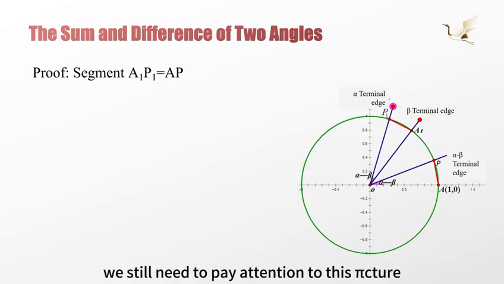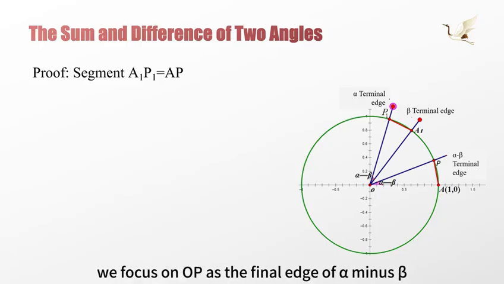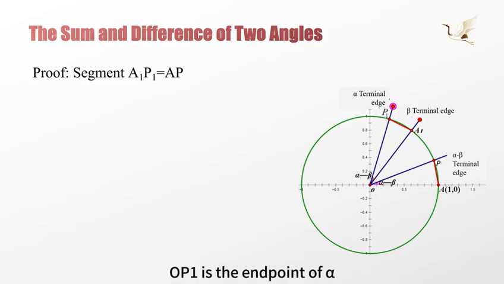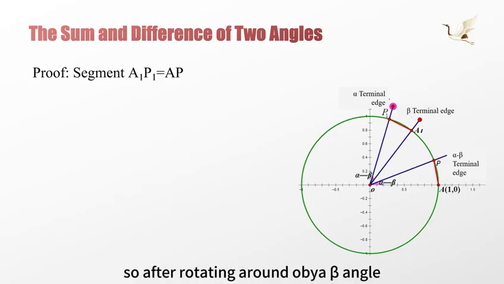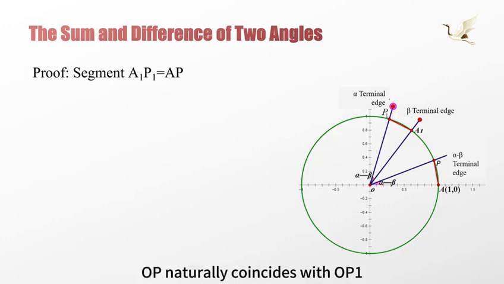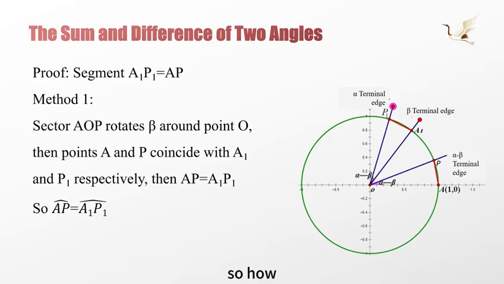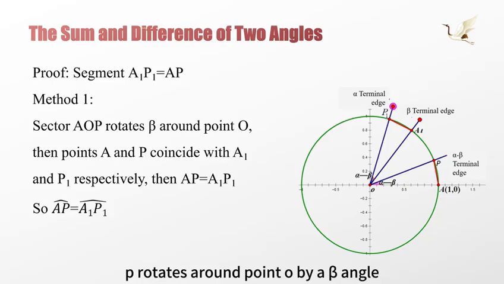We still need to pay attention to this picture. We focus on OP as the terminal edge of alpha minus beta. OP1 is the terminal edge of alpha, so after rotating around O by a beta angle, OP naturally coincides with OP1. OA is the starting edge. OA1 is the terminal edge of beta, so after OA rotates around O by beta, it naturally coincides with OA1. So this involves a rotation of the sector. So OP rotates around point O by a beta angle.